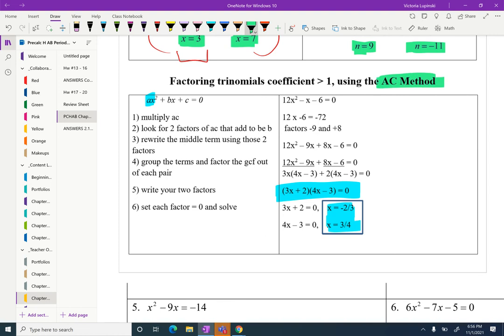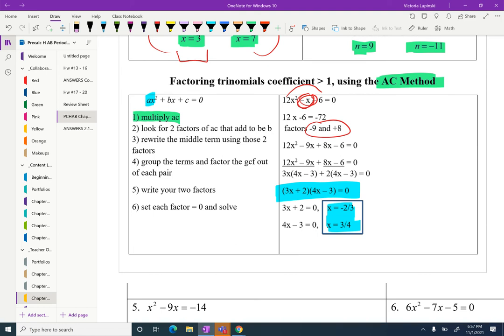If you're going to do the AC method, here are the steps. You're first going to multiply the A times the C, that is the leading coefficient times the constant. In this example, 12 times negative 6 is negative 72. You would then need to find two numbers that multiply to be negative 72 and add up to be negative 1. That would be negative 9 and positive 8. Once you find those two terms, you rewrite this negative x using these two values, which is how I get negative 9x plus 8x.